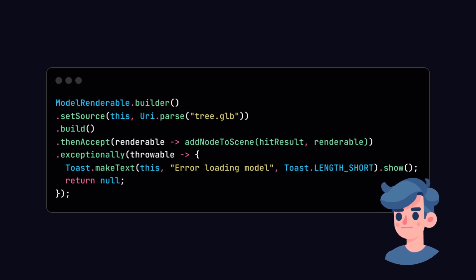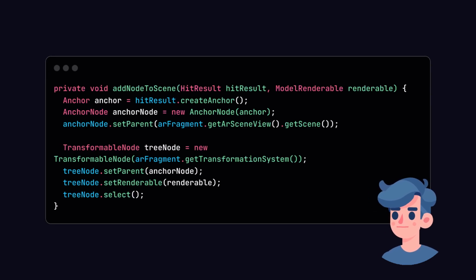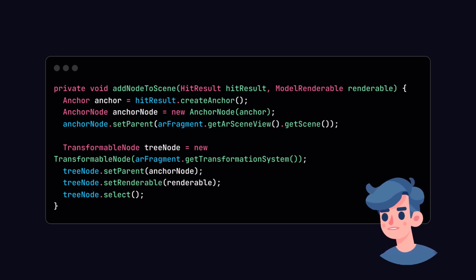For simplicity, let's assume we have a model called tree.glb. Now we need to define our method addNodeToScene. This method will create a node for the 3D model and place it in the scene where the user tapped.